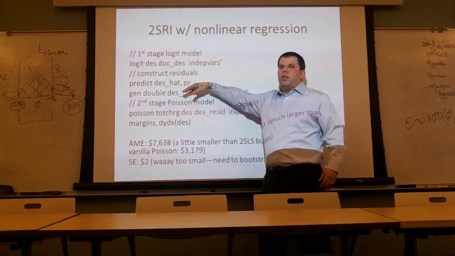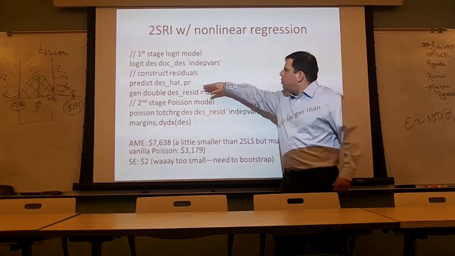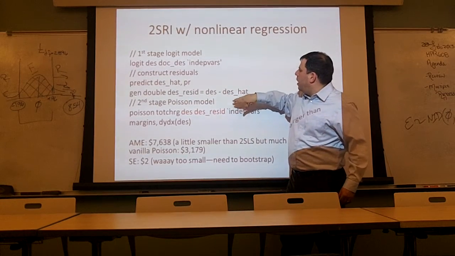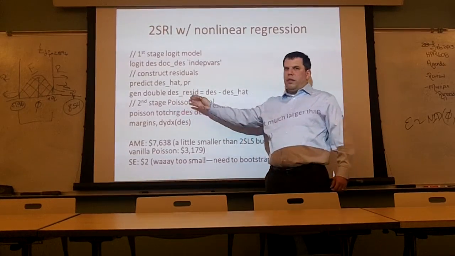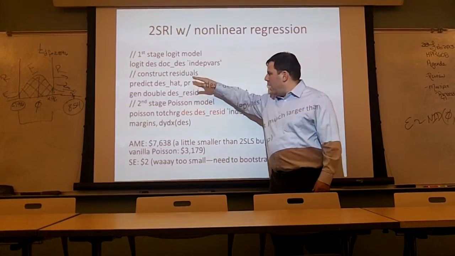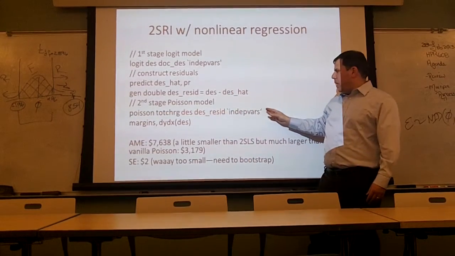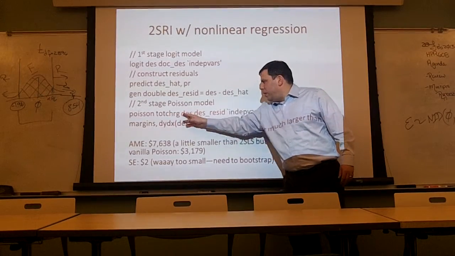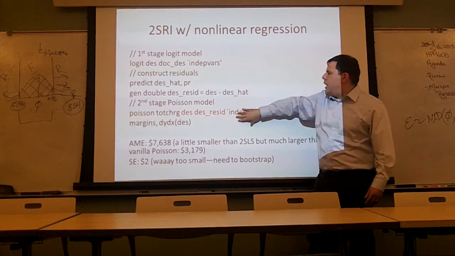Logit's weird because you can't get residuals directly from logit, so you have to actually compute the predicted probability and subtract the predicted probability from the actual 1-0 value to get the residual. That's a feature. And now again, instead of doing linear regression, we're doing Poisson. Model specification is the same. We're modeling our dependent variable as a function of our treatment and the included residual from the first stage and everything else.